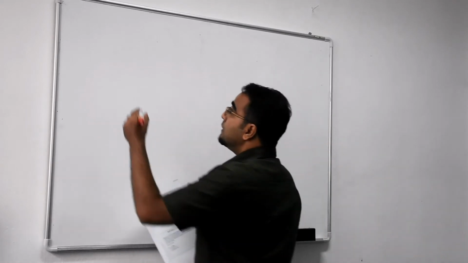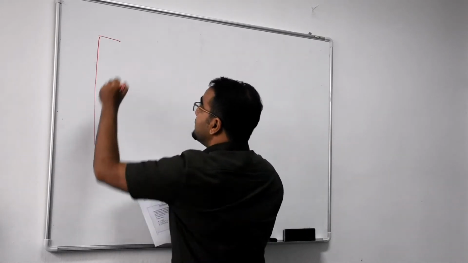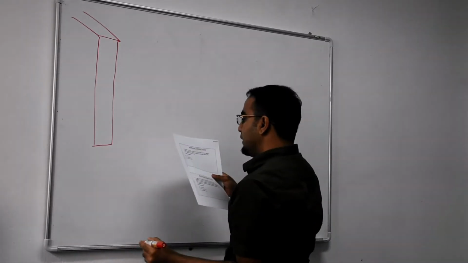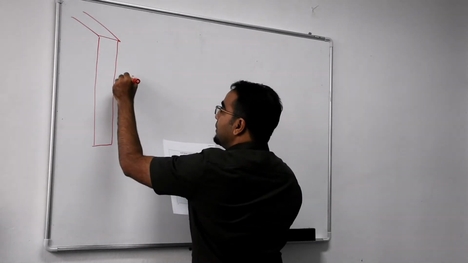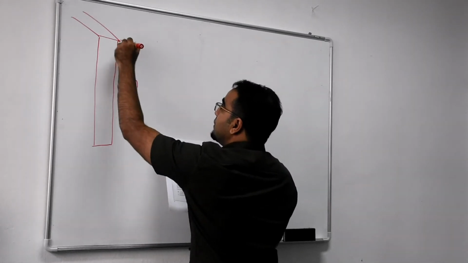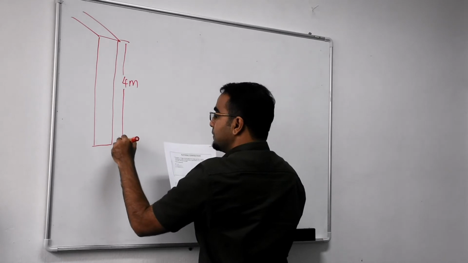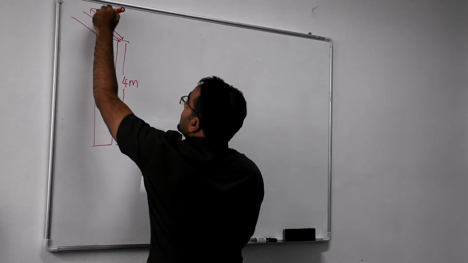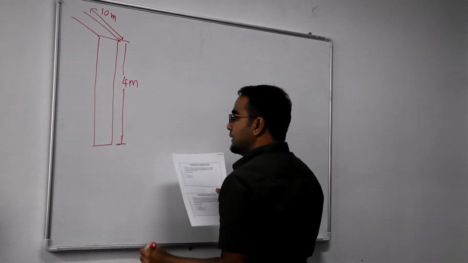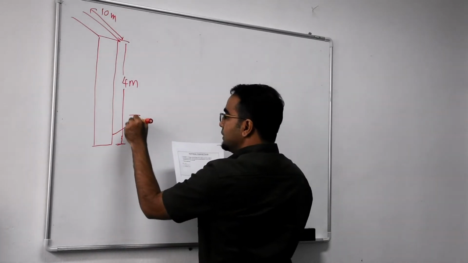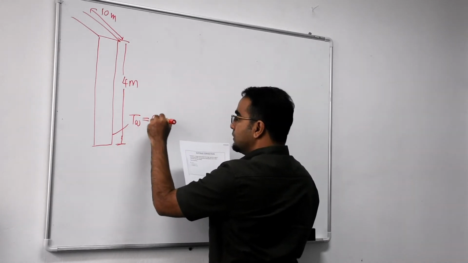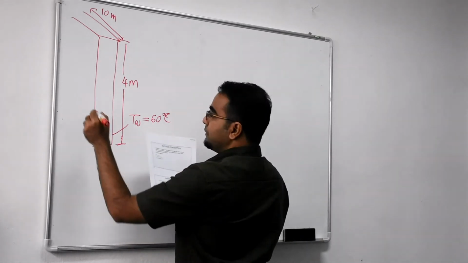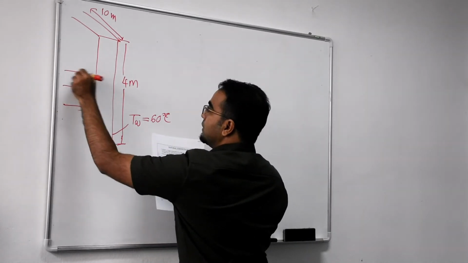So first of all, again, let's just draw our flat plate. So this is the drawing. We know that the height of the plate is 4 meter, and the plate is 10 meter wide. And then the wall temperature, TW, is equal to 60 degrees Celsius. And then we have atmospheric air passing through it.